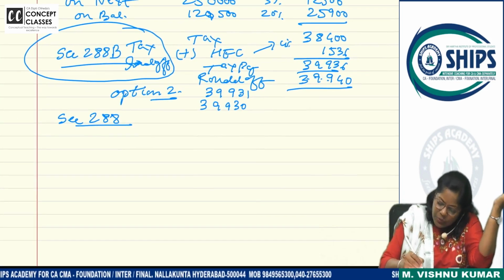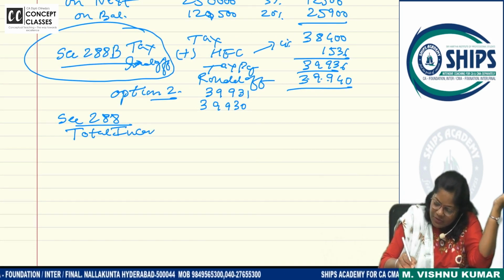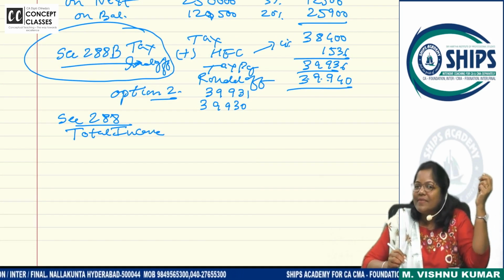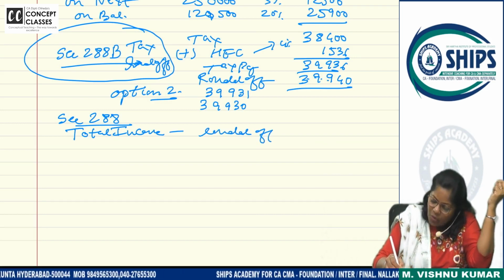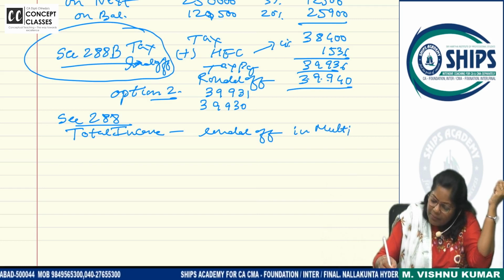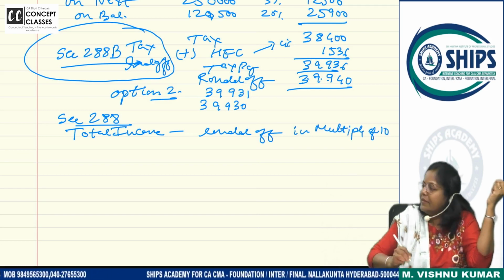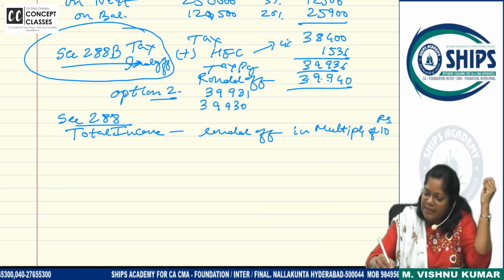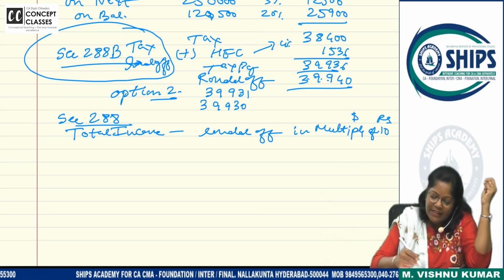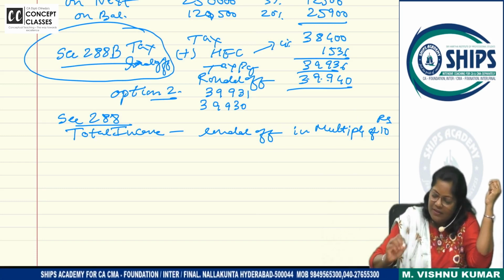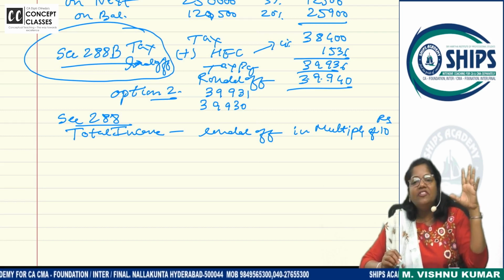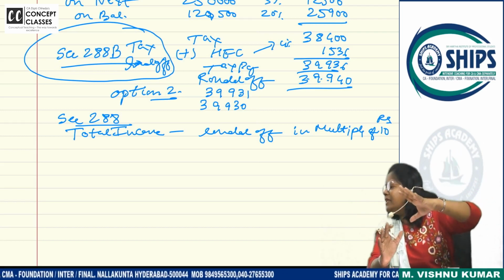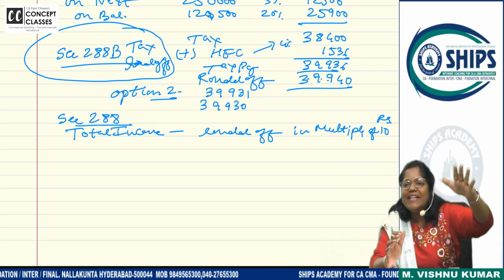Chalo. So Section 288 says, write down, dear students, this is all written in your material also. Total income should be rounded off in multiples of rupees 10. Clear? Which income? Not the 5 heads of income, dear students. Not gross total income.